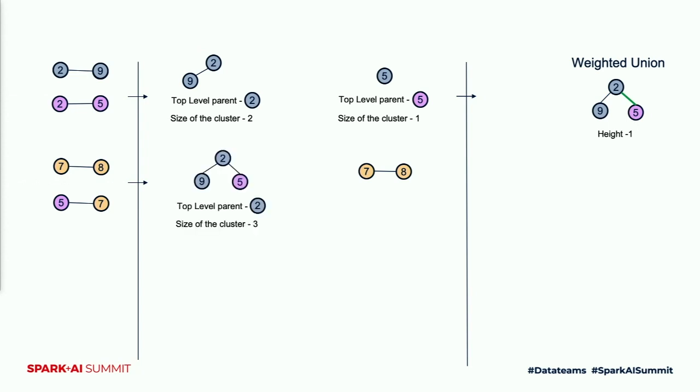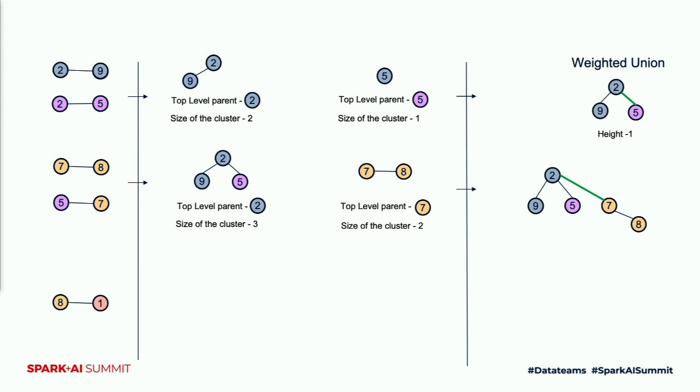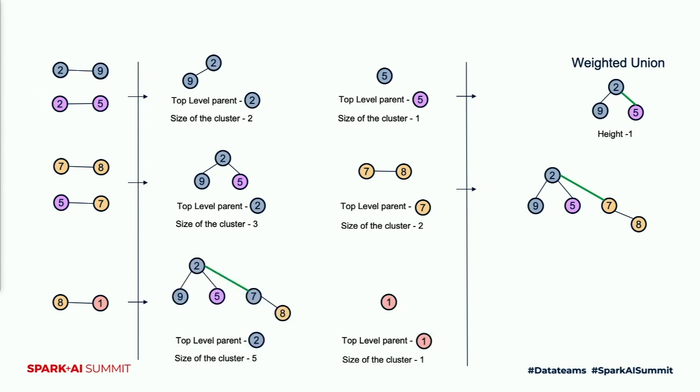So for 5, we already know that it is a part of this cluster. The topmost parent is 2. For 7, it is the parent of itself. Now we will follow the weighted union and we will make 7 point to 2. So now the cluster looks something like this. Now let's say we are getting another linkage 8, 1. So 1, we are seeing it for the first time, and 8, we know it is a part of this big cluster, and the topmost parent is 2. Now we will follow weighted union and we will make 1 a child of 2.